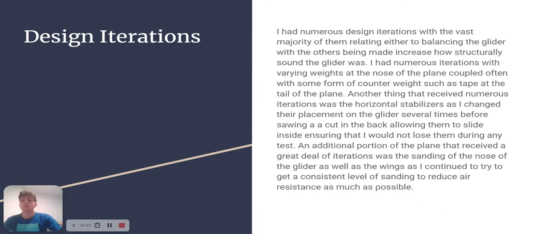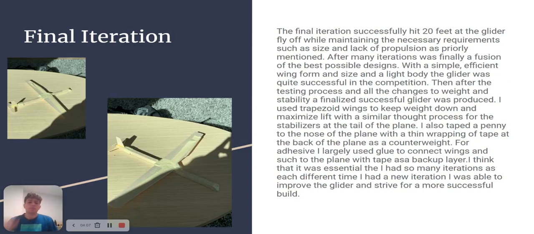I also had numerous iterations with the horizontal stabilizers, as I changed their placement on the glider several times before sawing a cut in the back, allowing them to slide inside, ensuring that I would not lose them during the test. Another part of the plane that received a great deal of iterations was the sanding of the nose and the wings, as I continued to try to get a consistent level of sanding to reduce air resistance as much as possible.